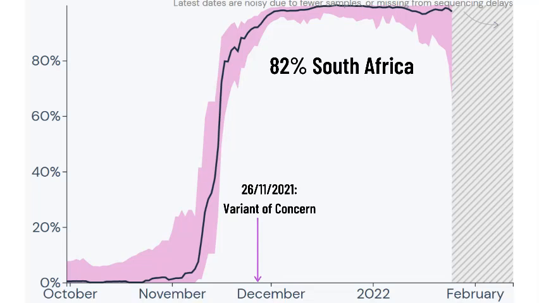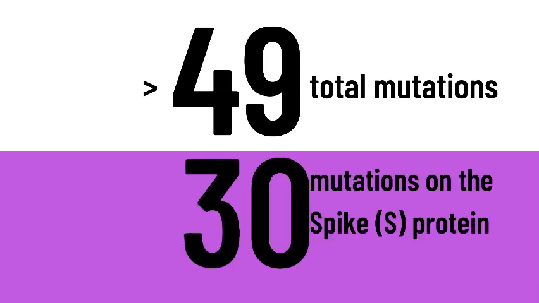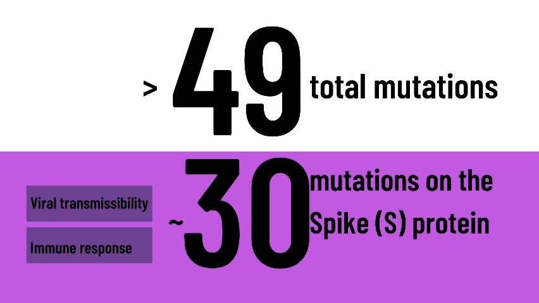From the genetic sequencing of many virus samples from infected individuals, it was discovered that the Omicron variant is the most mutated variant yet, which has accumulated over 49 mutations with about 30 mutations on the spike protein. This information is of great significance as the spike protein is involved in both the transmissibility of the virus and the immune response by the host against the virus.